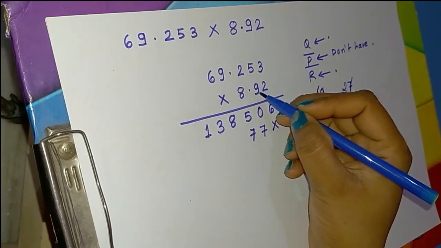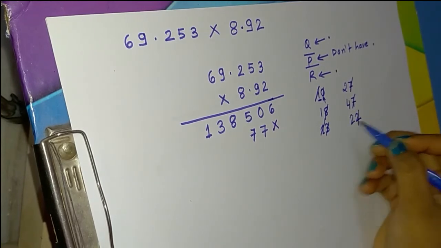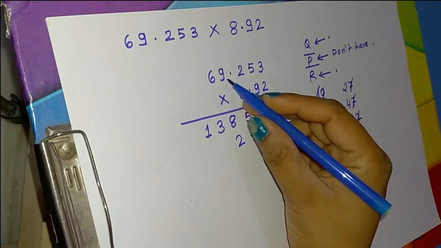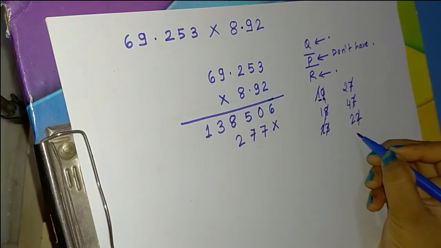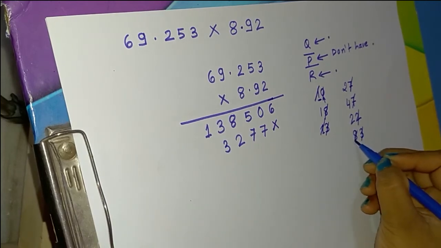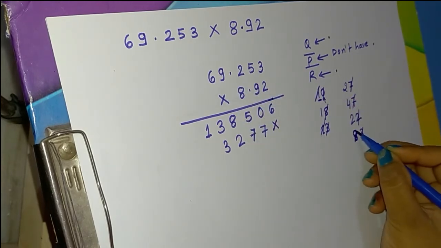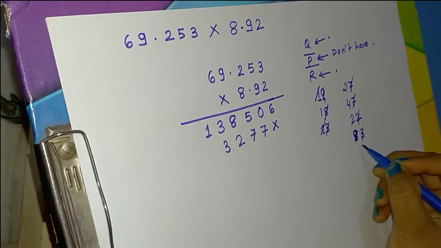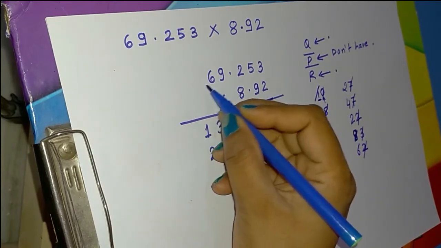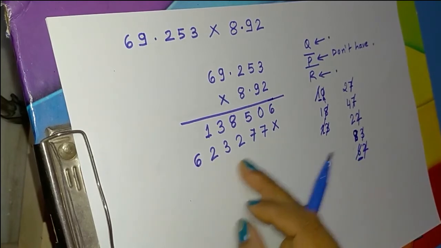2 times 9 is 18. 18 plus 4 is 22. Write down this 2 here and this 2 is carry forwarded. Now 9 times 9 is 81. 81 plus 2, 83. Write down this 3 here and this 8 is carry forwarded. Now 6 times 9 is 54 and 54 plus 8 is 62. Write down this 2 here. As we are done with all the digits present here, no more digit present here, so write down this 6 here. No need to write the decimal point here.